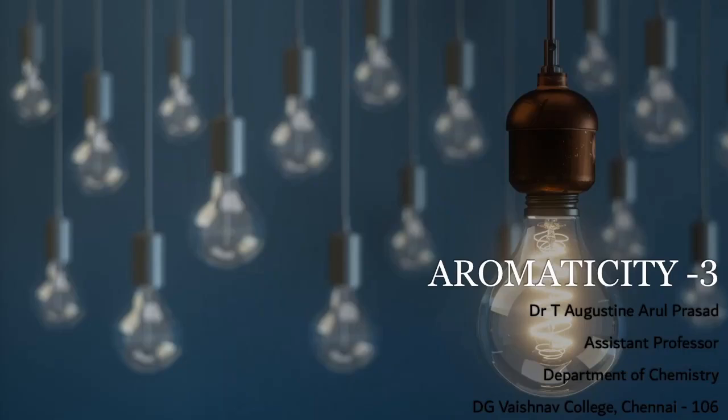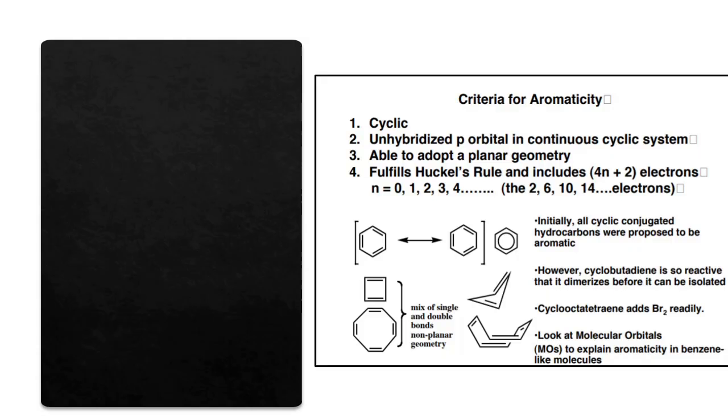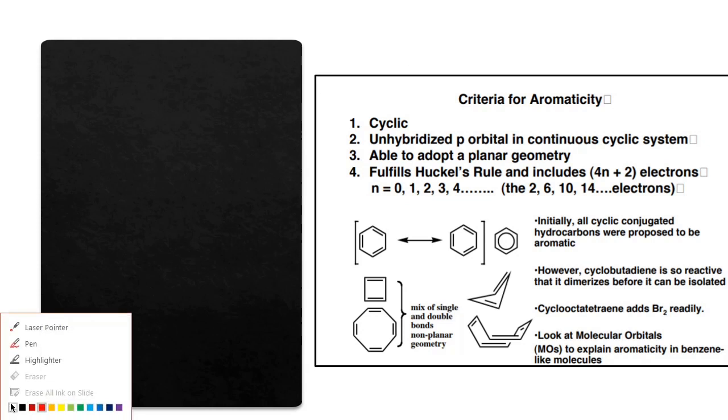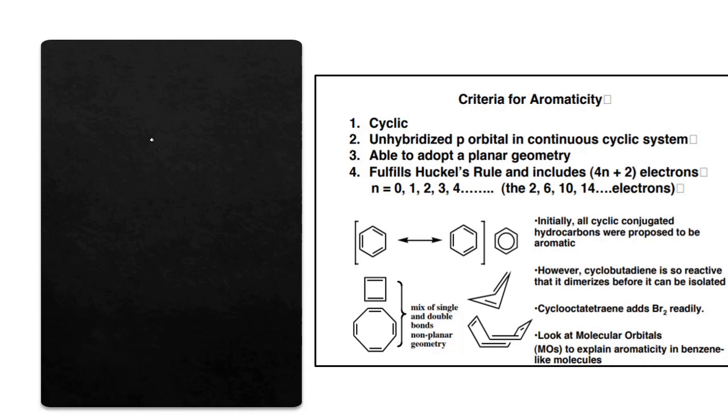Welcome to the third lecture in Aromaticity. In the previous lectures, we have been looking into the details of the conditions and criteria for a molecule to be aromatic, and we also understood how a molecule tries to become an aromatic molecule by losing a proton or by becoming a cation or an anion.